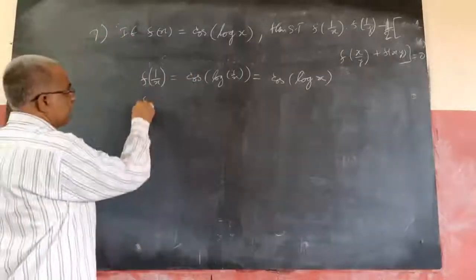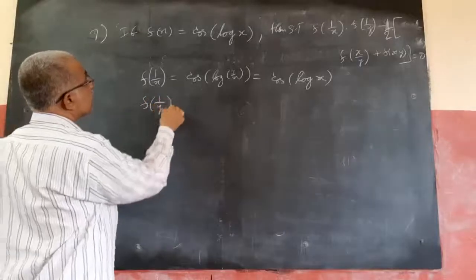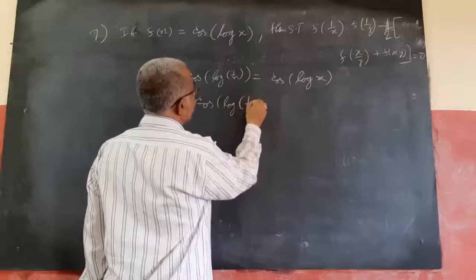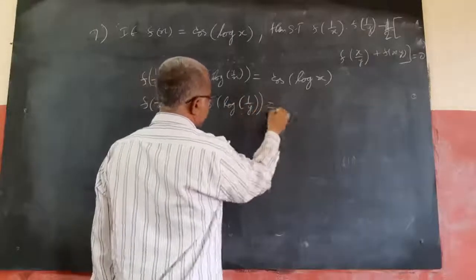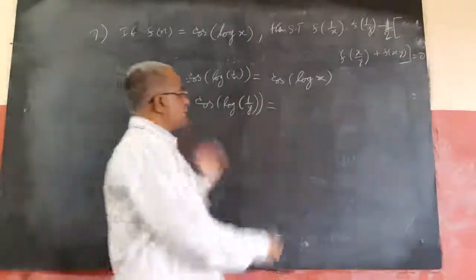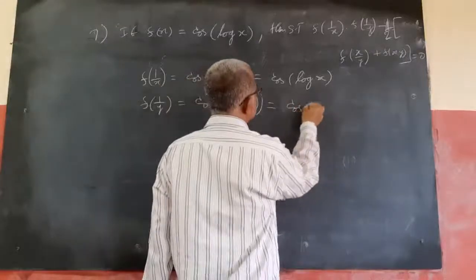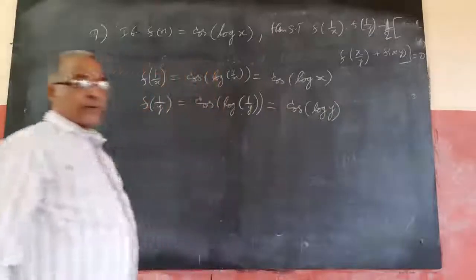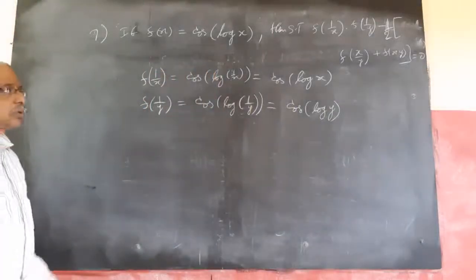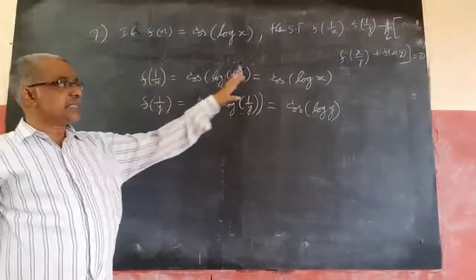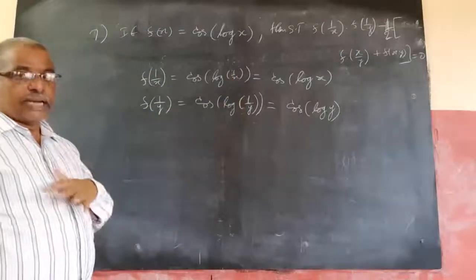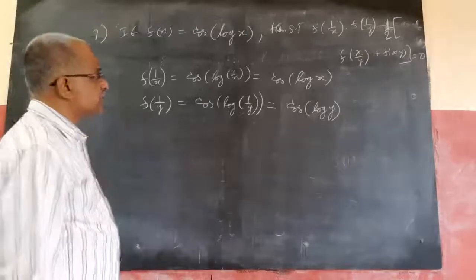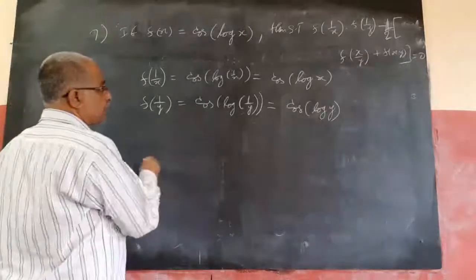Like f(1/y): cos(log(1/y)), which is cos(−log y). Cos of minus theta is again plus cos theta only, so it becomes cos(log y). So f(1/x) is cos(log x) itself, and f(1/y) is cos(log y) itself. Next, coming to f(x/y) plus f(xy).